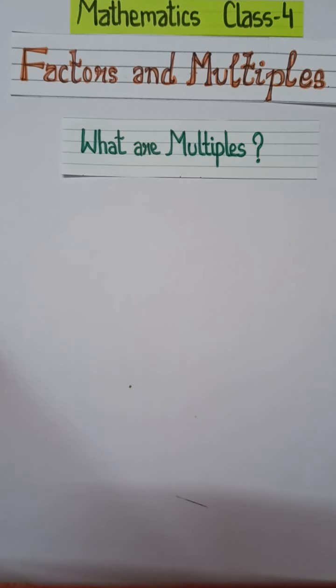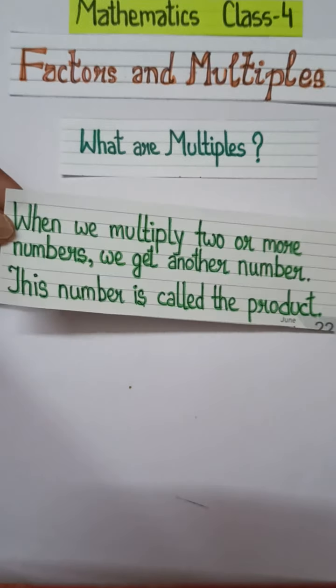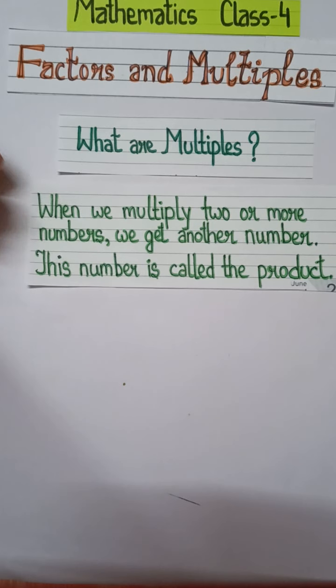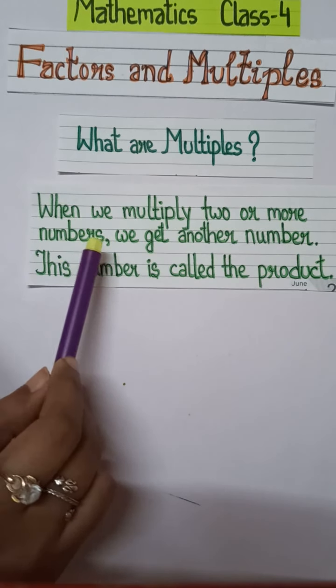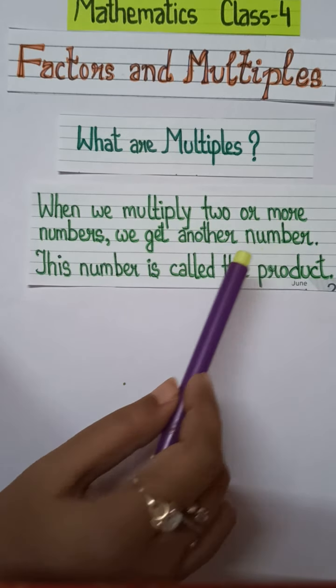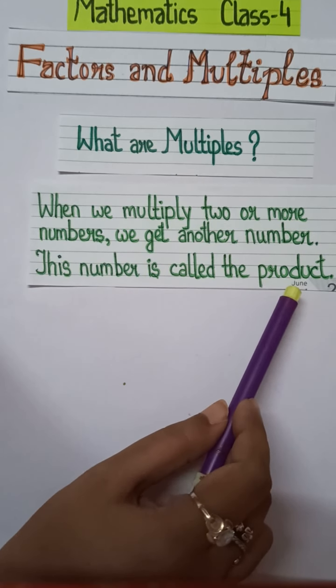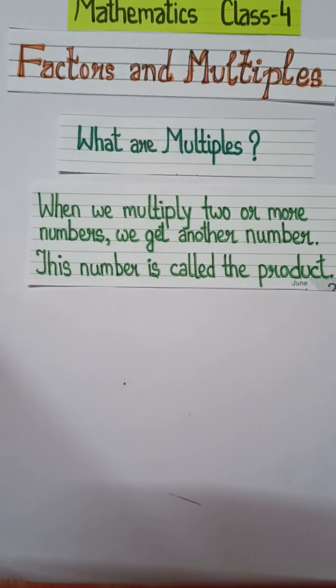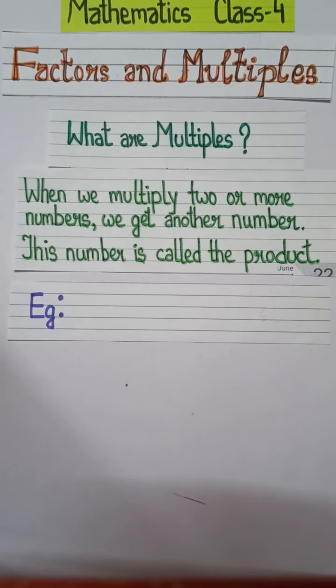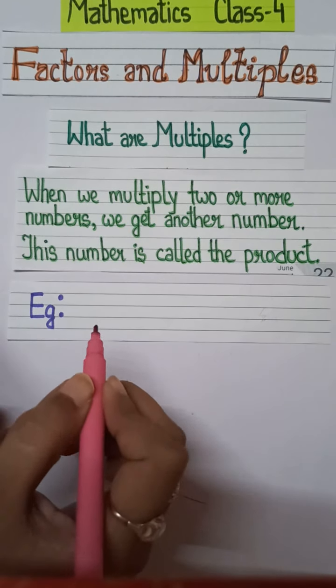What are multiples? When we multiply two or more numbers, we get another number. This number is called the product. Let me show you an example. Now let us multiply any two numbers.